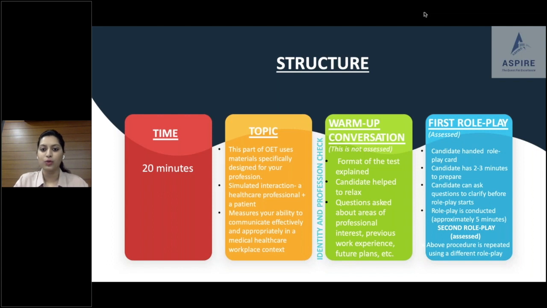The interlocutor hands you a role play card. It's from this point onwards that you will be assessed. You will be given 2 to 3 minutes to prepare, and the candidates can ask questions during this time, for example, if they don't understand the meaning of a certain word or the question per se. The role play is conducted for approximately 5 minutes. Once the first role play is done, you will be handed a second role play card. Again, this is assessed, and the same procedure is repeated, as in you will be given 2 to 3 minutes to prepare, and then they will start your role play.